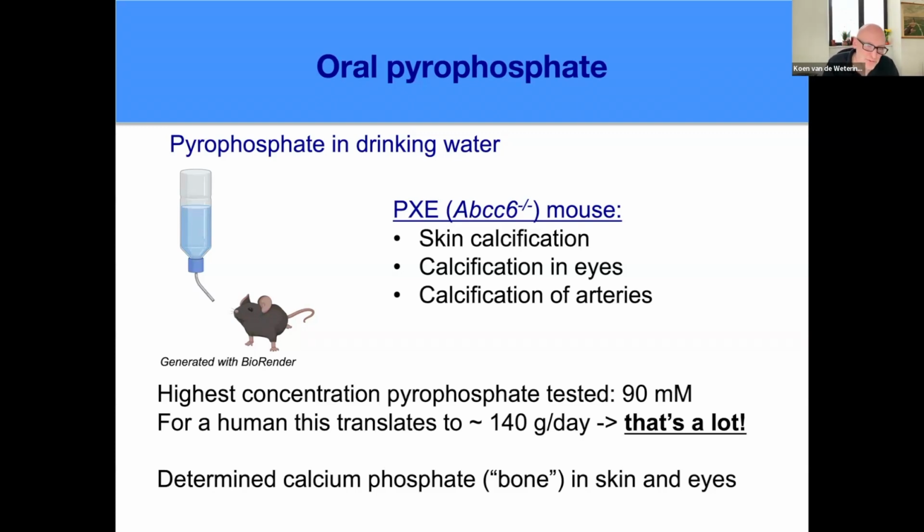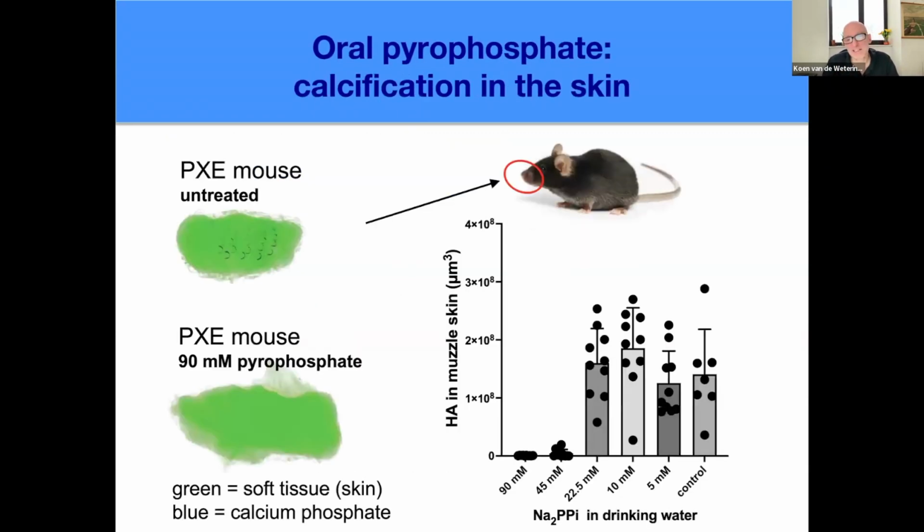But after providing the PXE mice with pyrophosphate and treating them for half a year, so these were relatively long-lasting experiments, we then determined if the pyrophosphate prevented the ectopic calcification in the skin and in the eyes. And here you can see the results of this experiment.